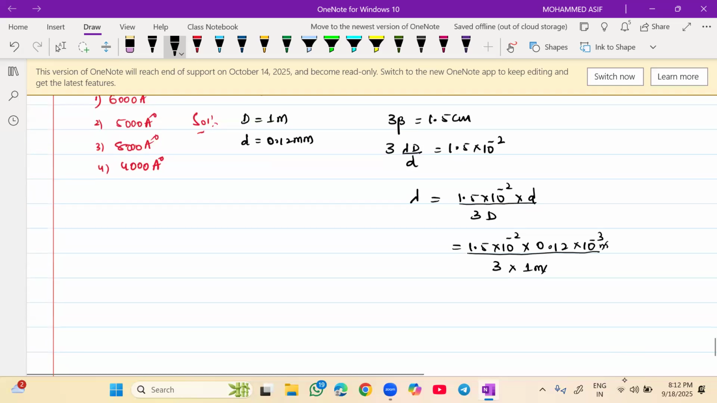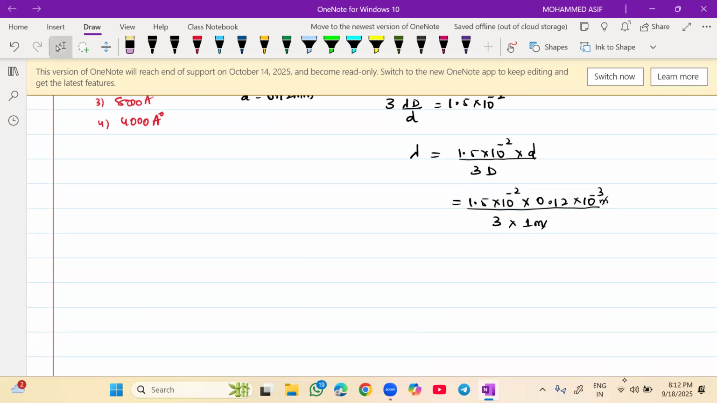ओके ना. 1.5 मतलब कितना हो जाएगा बेटा? 3/2 हो जाएगा. So this one is 3 divided by 2 into 10⁻⁵ into 0.12 into 10⁻³ divided by 3. The 3 will get cancelled. 2 ones are, this is 0.6. आया?